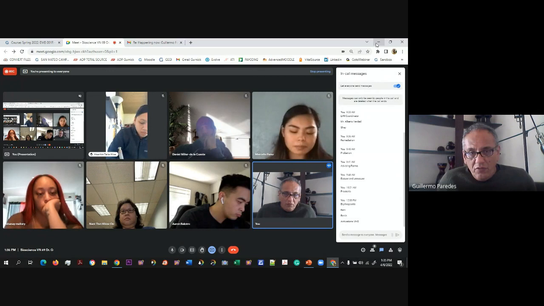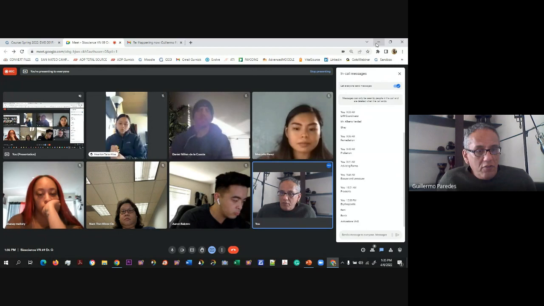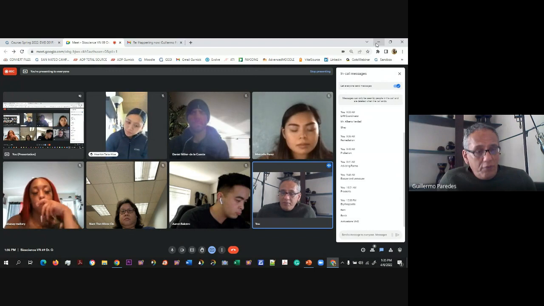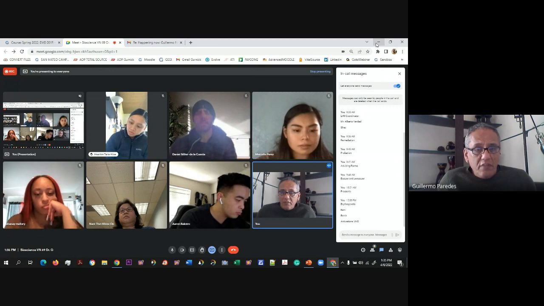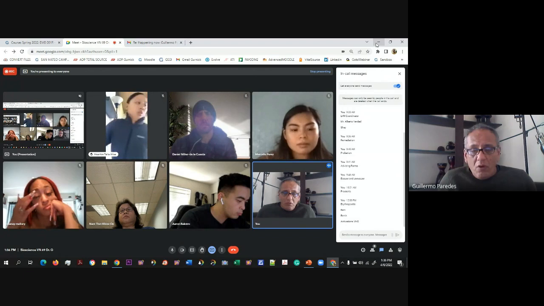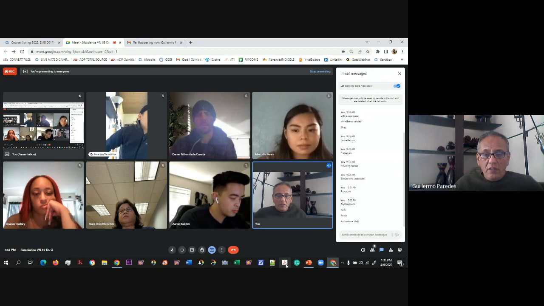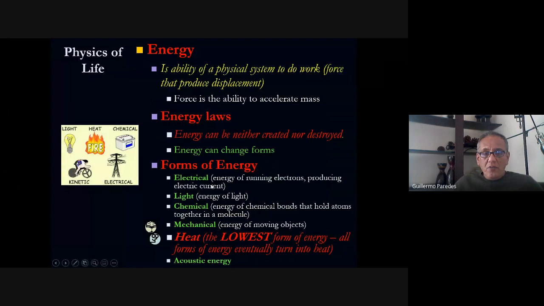for heat. But now I changed it for a furnace that is 80% efficiency. So that means for all the electricity they are giving to the furnace, 80% is transformed into heat. Okay? So heat is a dissipation of the energy. That's why we are going to see different forms of energy here. Forms of energy: we have electricity, electrical energy, running electrons.